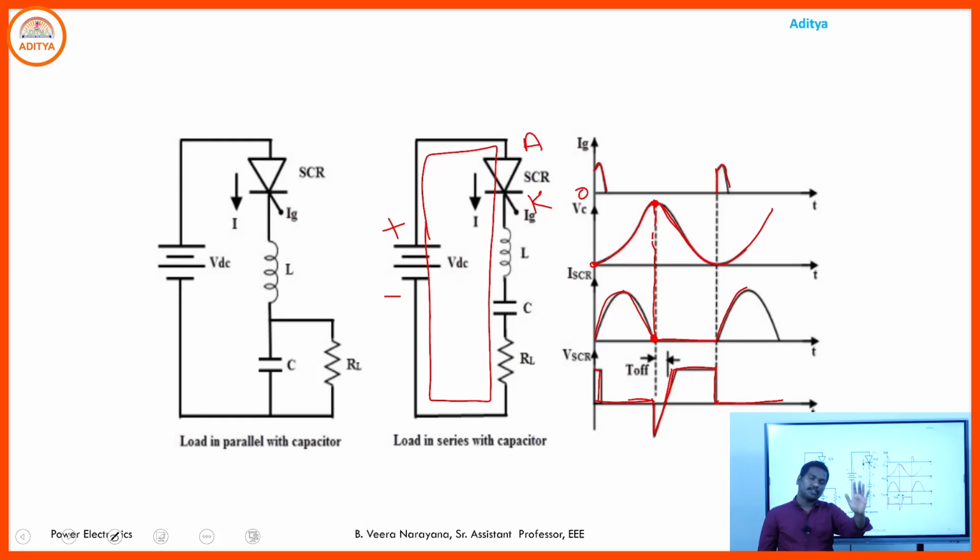For reliable operation of class A commutation, the selection of the commutating elements, inductor and capacitor, in addition to the load resistance, must obtain the underdamped resonant condition, so that the class A or load commutation works reliably. So this commutation technique is used in series inverter applications.